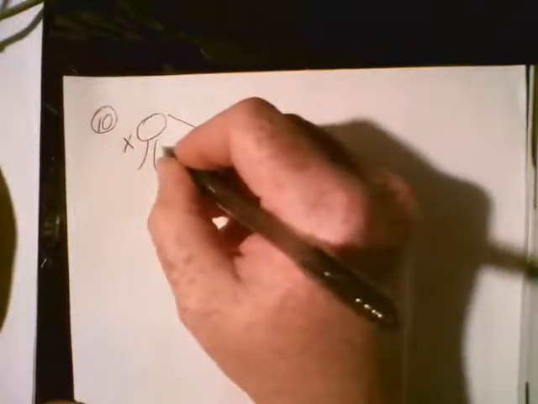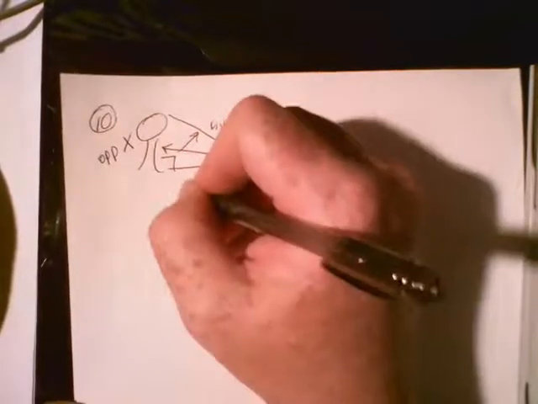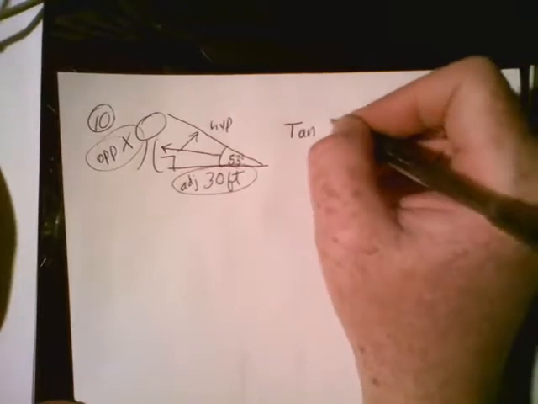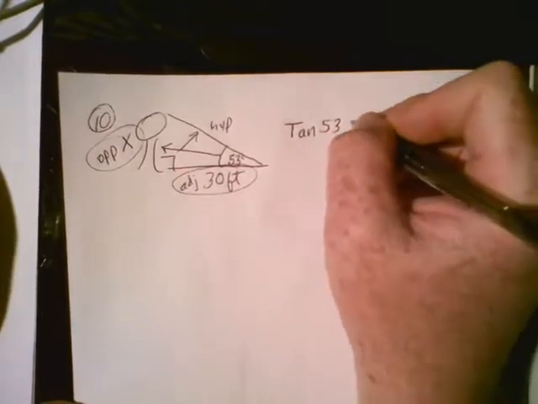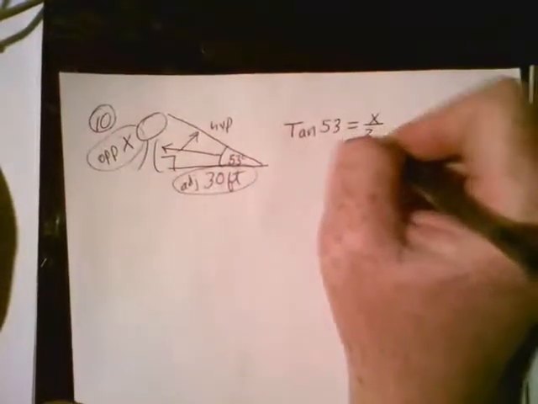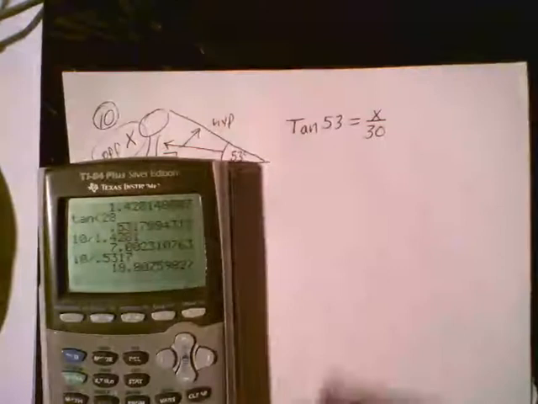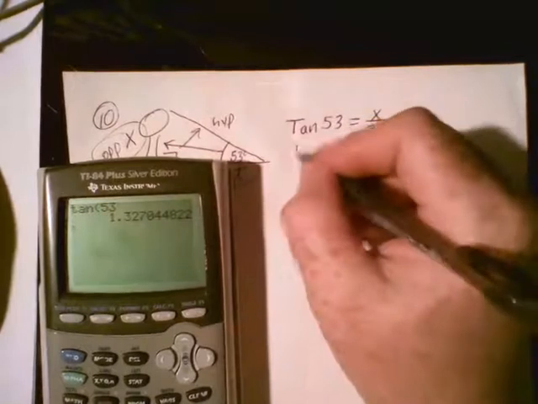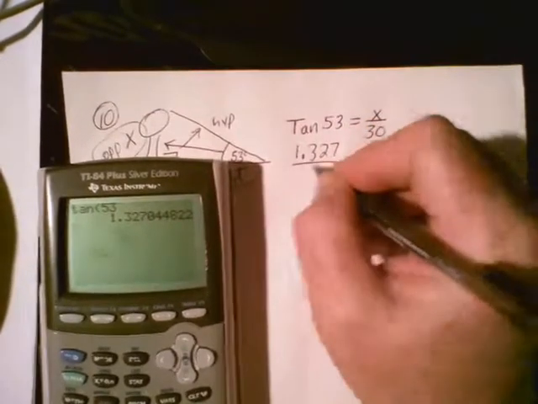Label our triangle. Opposite leg, hypotenuse, adjacent leg. The ones we care about this time are the adjacent and the opposite. So that's the tangent, the toa part. So tangent of 53, that's our angle, equals opposite over adjacent. So X over 30. We grab our calculator. We do the tangent of 53. It's 1.327. Put a 1 under that.